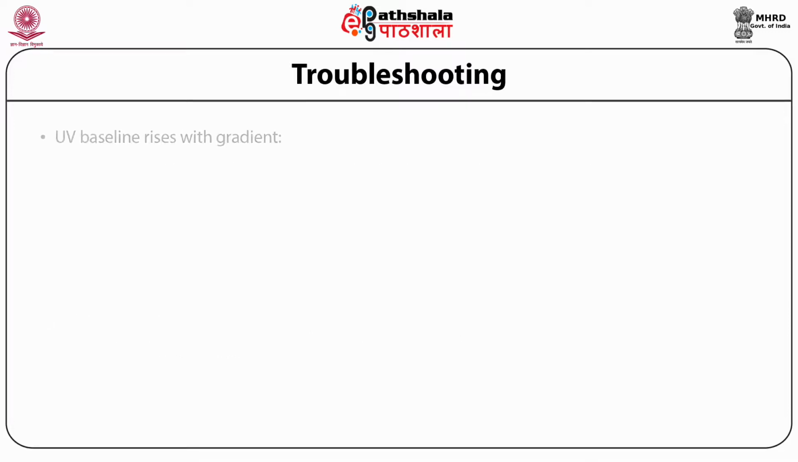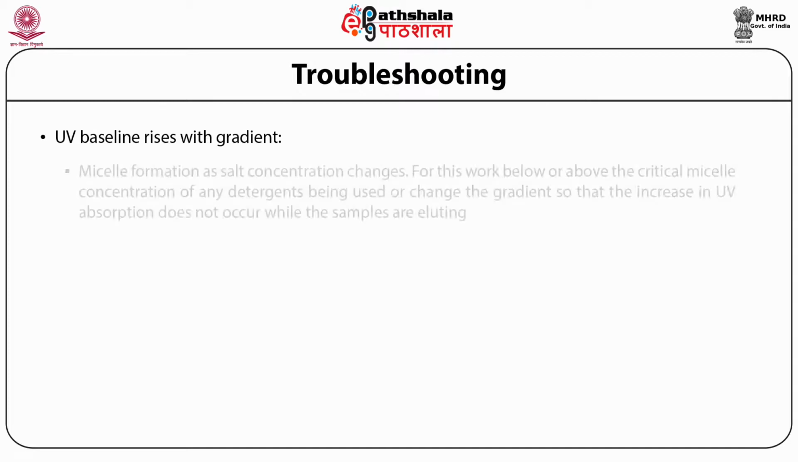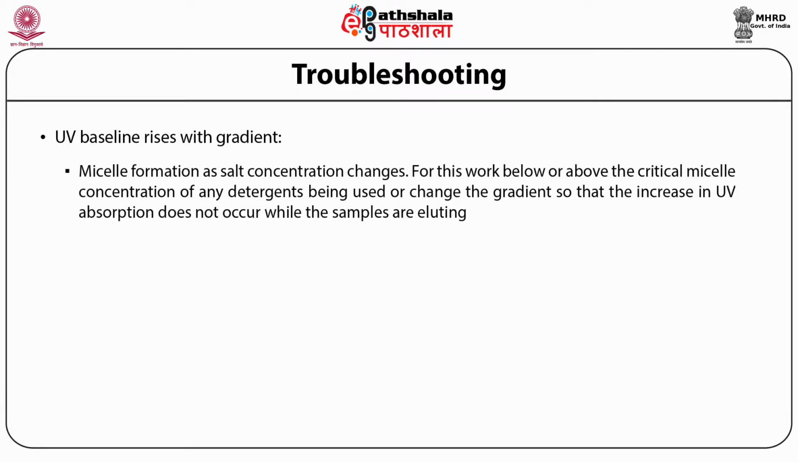Now, what if the UV baseline rises with the gradient? Now, there could be a few reasons for this. First, there could be micelle formation as the salt concentration changes. For this problem, one should work below or above the critical micelle concentration of any detergents that are being used, or change the gradient so that the increase in UV absorption does not occur while the samples are eluting.